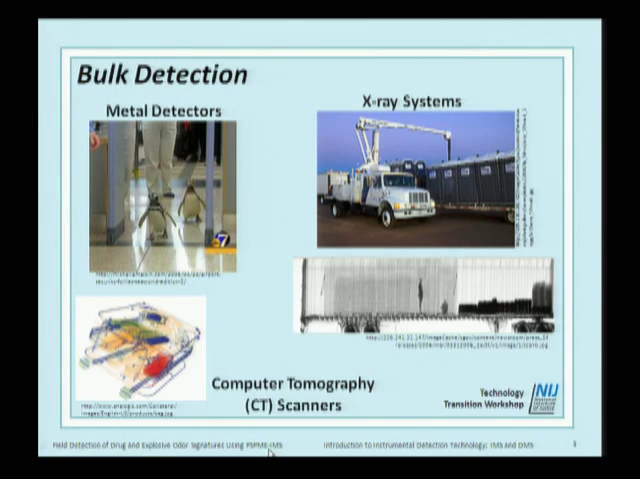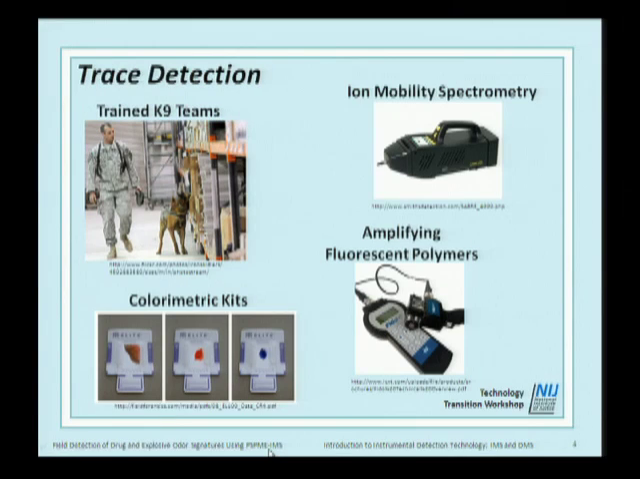We also have computer tomography scanners at the airports that can visualize the contents of your luggage. So like we just saw, trained canine detection teams are the gold standard for trace detection out in the field. And here we see the handler and his canine searching packages in a warehouse. And we also have ion mobility spectrometry, which some of you have experience with.